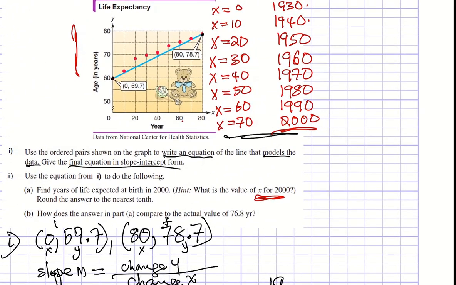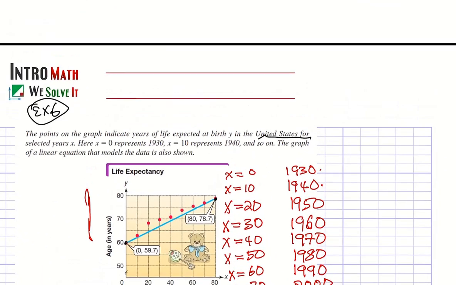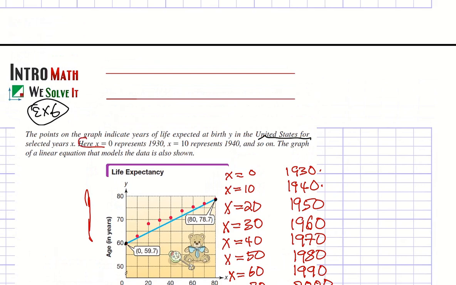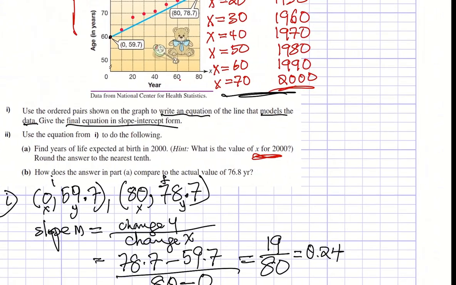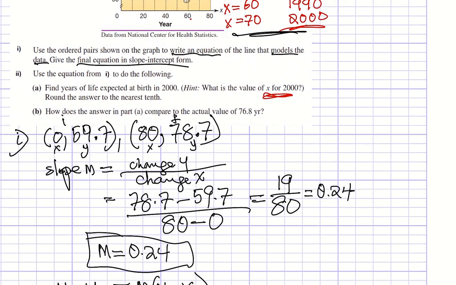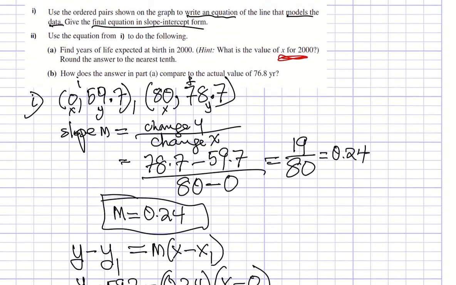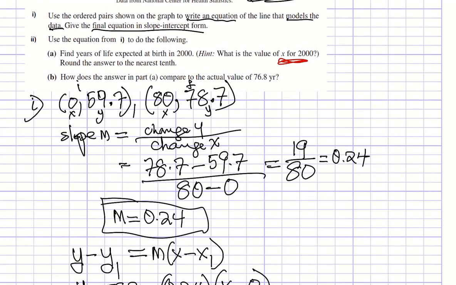If you go according to what they give us here, make sure you pay attention. It started right there, says 'and so on,' so you gotta keep going until you get to 2000. So we did that. What is the stuff they want? They said part B: How does the answer in part A compare to the actual value of this?